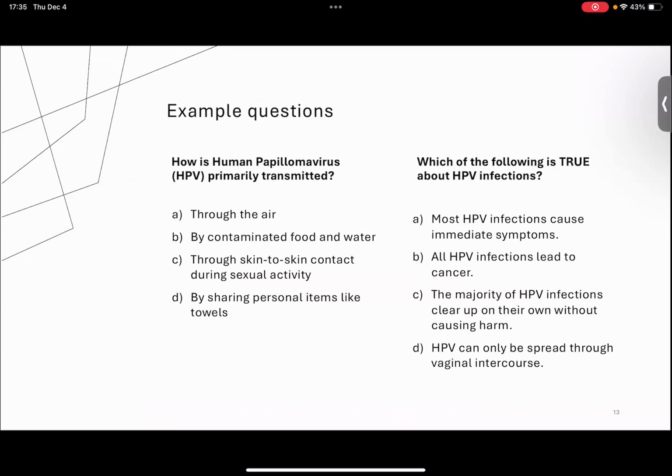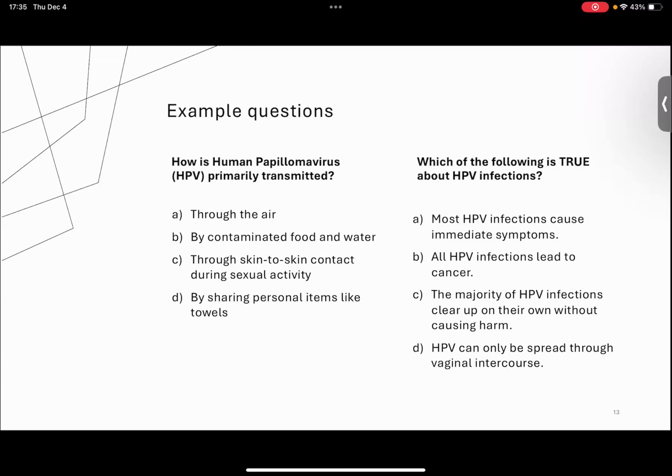Which of the following is true about HPV infections? A, most HPV infections cause immediate symptoms. That is incorrect. In fact, most of them do not cause any signs or symptoms. B, all HPV infections lead to cancer. That is incorrect. Most don't have any signs or symptoms or cancer associated with them. It's usually a silent infection.